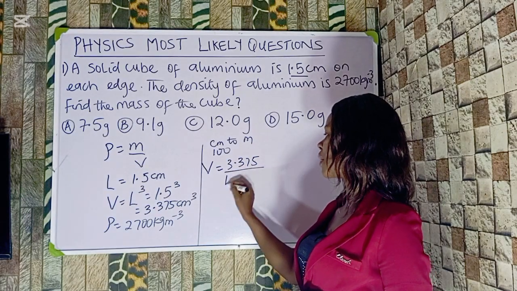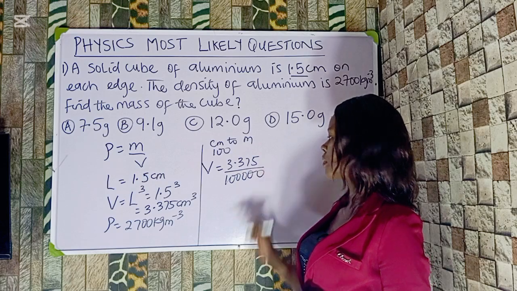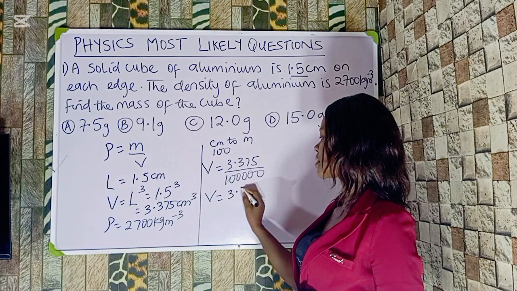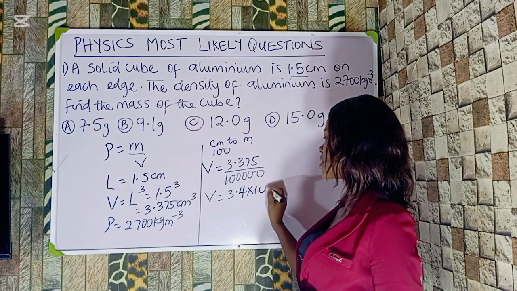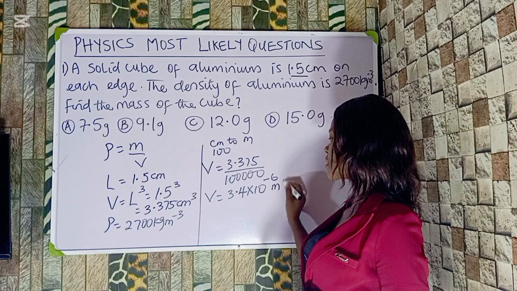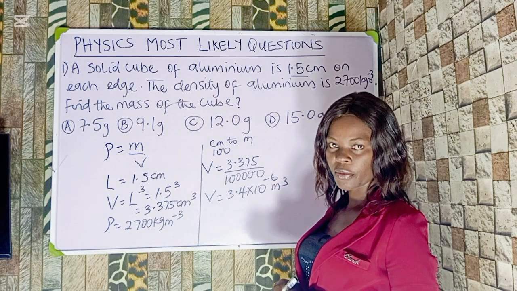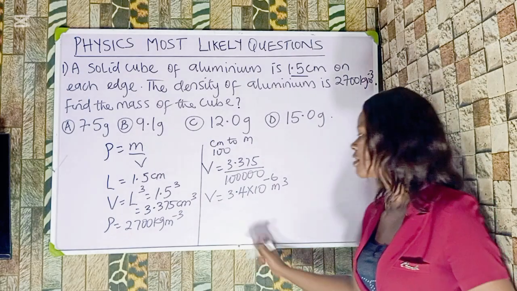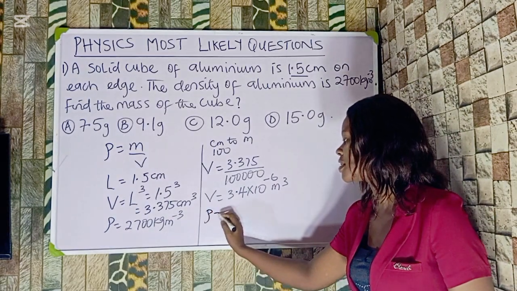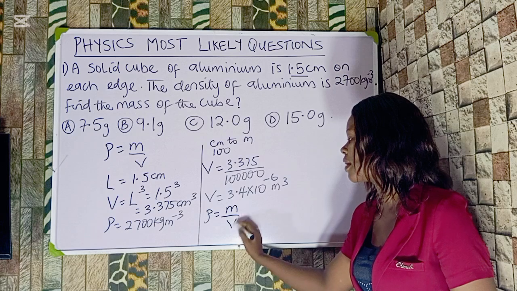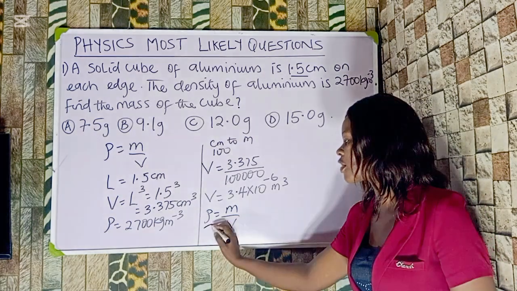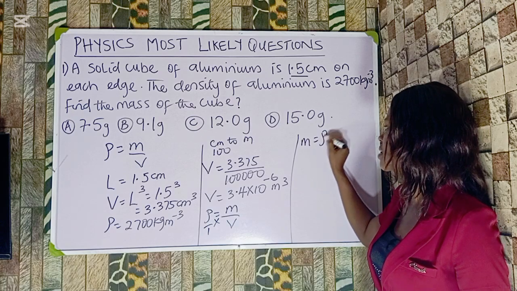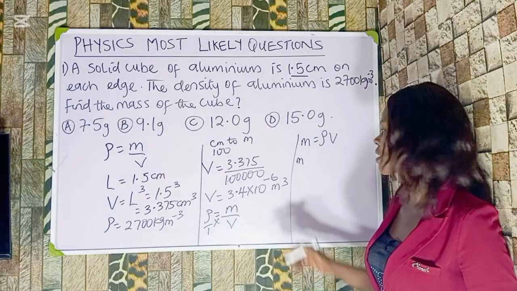So my volume is equal to 3.375 divided by 1 million. Now it's going to give me approximately 3.4 times 10 raised to power minus 6 meter cube. I hope that is clear. Now, if you have gotten that, the next thing we are going to do is to find our mass. Remembering that density is equal to mass over volume, if we cross multiply, our mass is equal to density times volume.